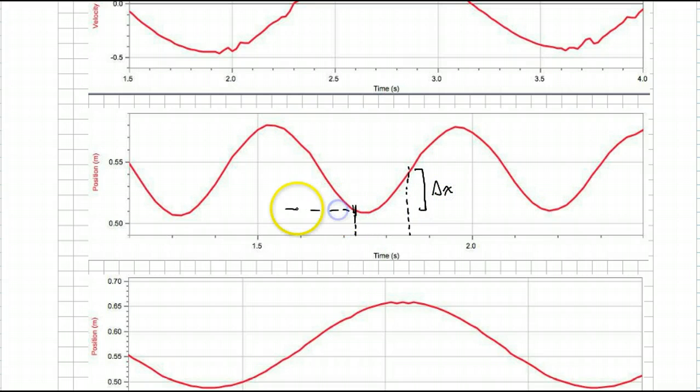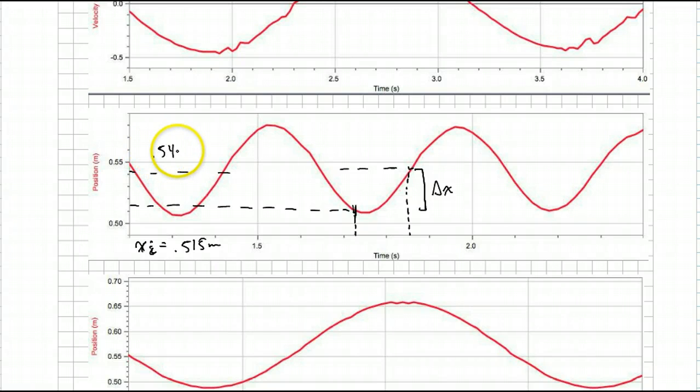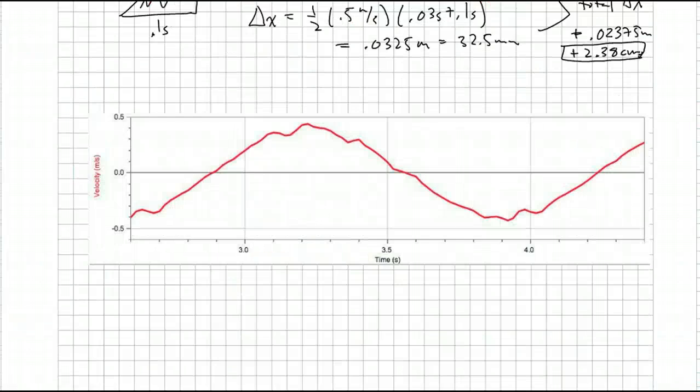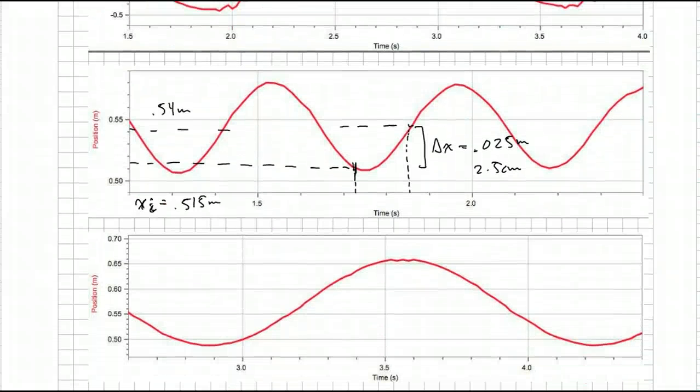So our initial position, it looks like, was 0.515 meters. And our final position was, looks like it's about 0.54 meters. So we look at the difference between the two, and we get 0.025 meters, or 2.5 centimeters, and our prediction was 2.38 centimeters. So that's pretty darn good, especially for approximating those curves.